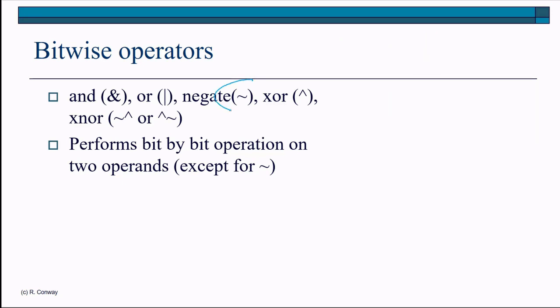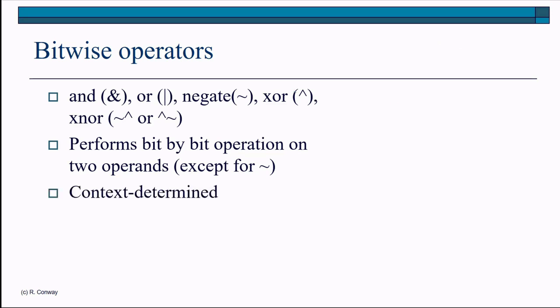The bitwise negation operator is a unary operator. That means it just operates on one operand. To use the bitwise negate operator, we'd have something like this: negate A. If A has the value 0, 1, 0, the result of this operation is to negate all bits, and the result is 1, 0, 1.